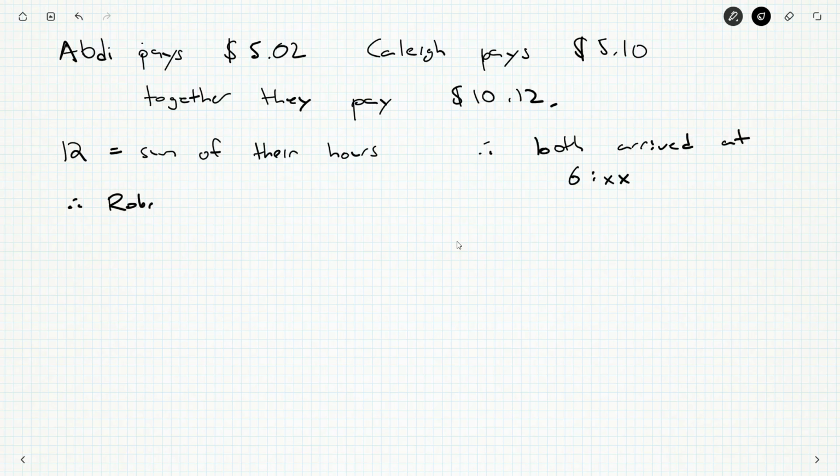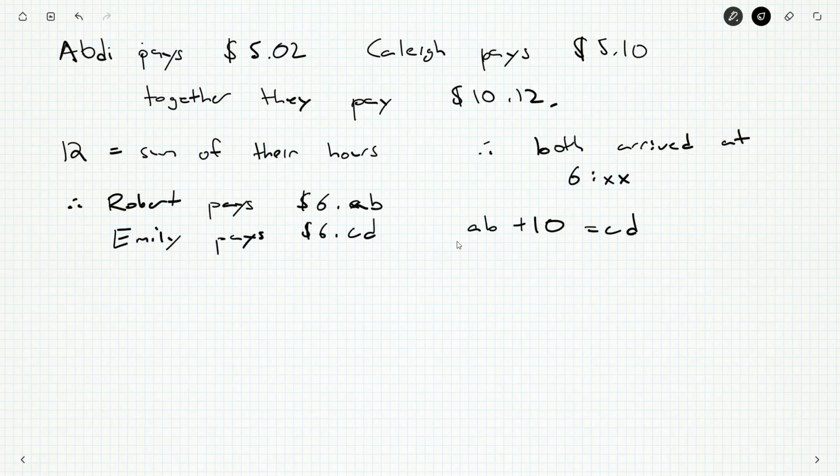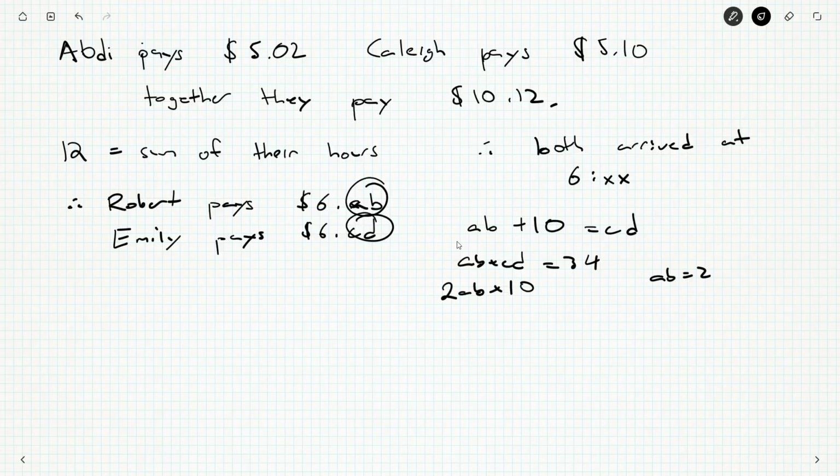So Robert pays $6 and something. Let's say AB. And Emily, it was Emily, right? Pays $6 and something else. But AB plus 10 more minutes is going to be CD. These guys are the minutes that they arrived. And we know AB plus CD must be 34. So this is 2AB plus 10. So AB is 24. AB is 12.